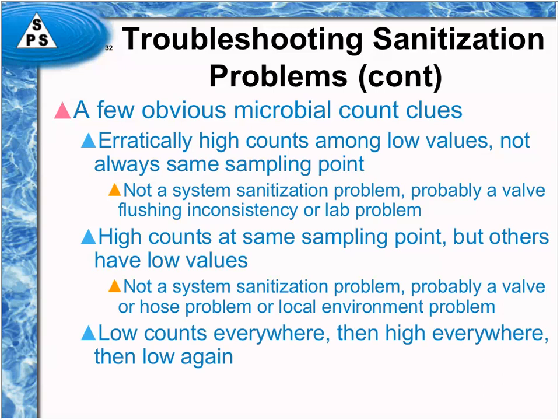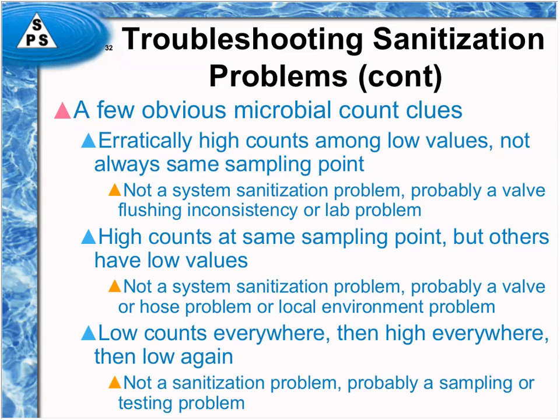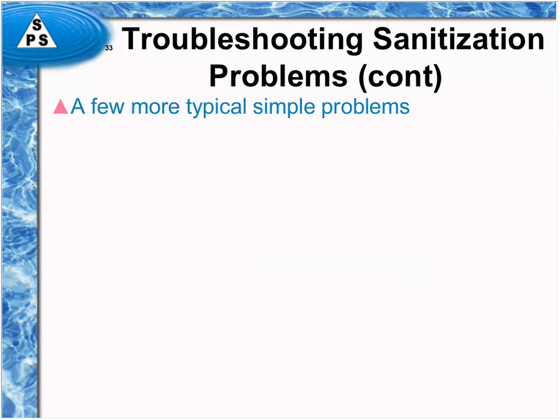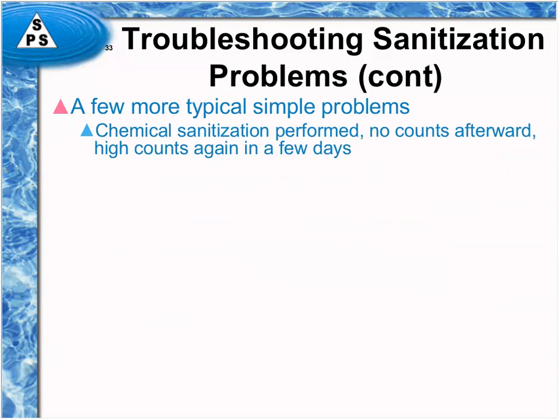You have low counts everywhere, and then suddenly you have high counts everywhere, and then suddenly low counts again everywhere. That's not a sanitization issue. You don't have a water system problem. You probably have a sampling or a testing problem. Here's a few more typical examples.